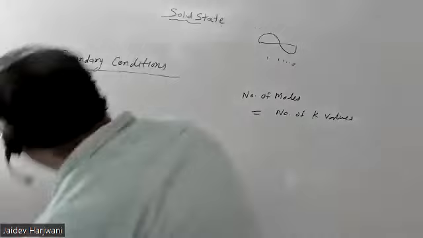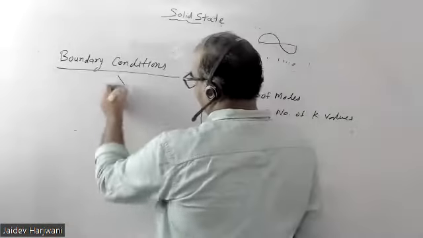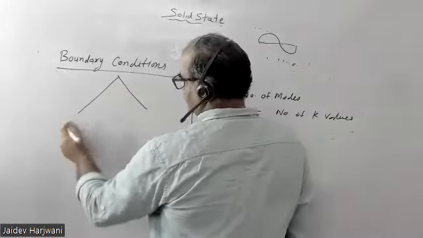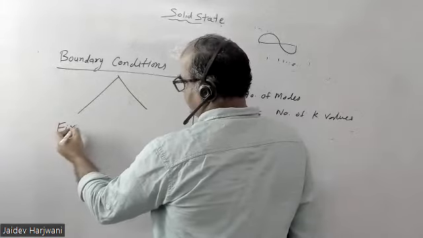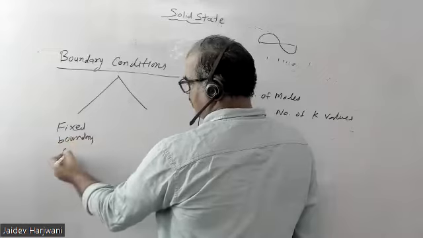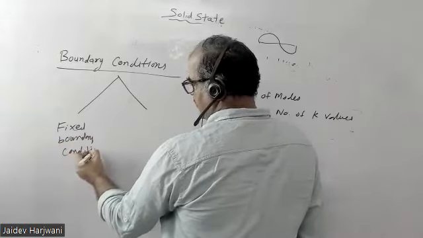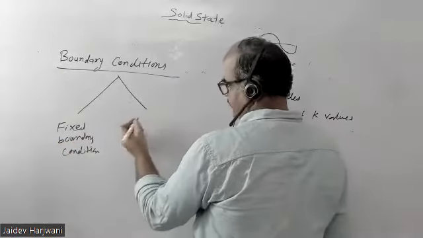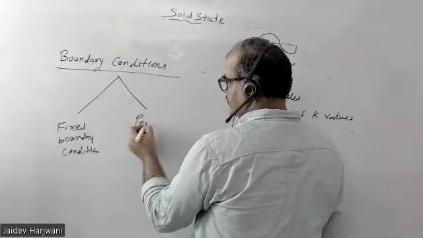Now, boundary conditions can be of two types. One is called fixed boundary condition, and the other is called periodic boundary conditions.